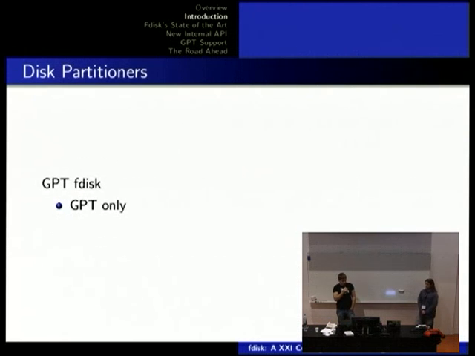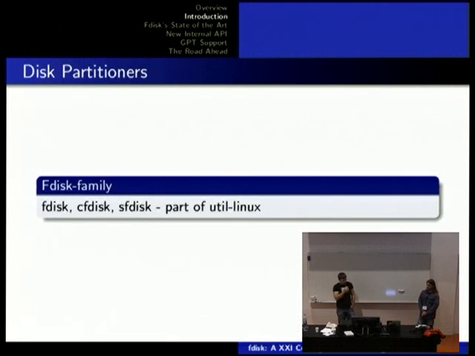Then we have GPT fdisk, which has great support for GPT. Dave will tell you what GPT is good for if you don't know that. So it works perfectly for GPT, but it works only for GPT, so not that useful. And last, we have the fdisk family. This is actually what we will talk about. Just to give you one idea about the mess we have, all these three utilities, fdisk, cfdisk, and sfdisk, are part of the same package, that's Util Linux, but they don't share any code. So somehow, it's a mess. And Dave, it's up to you now. Thank you.